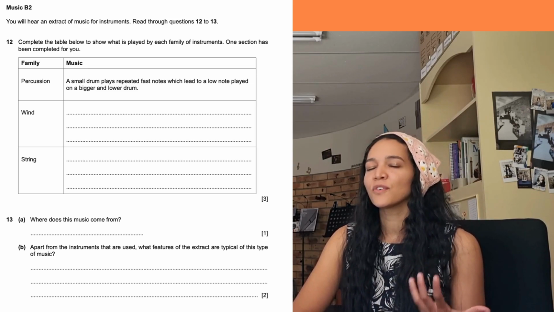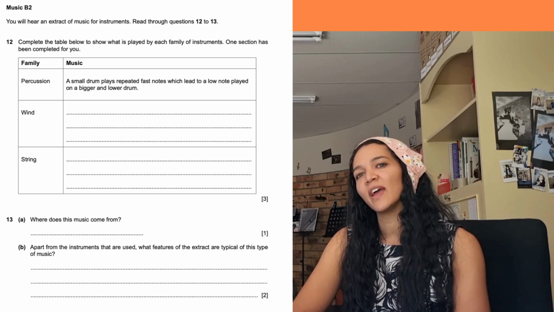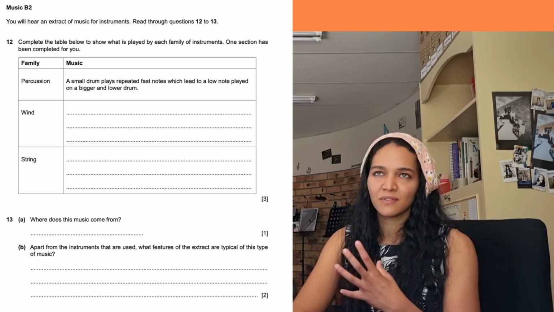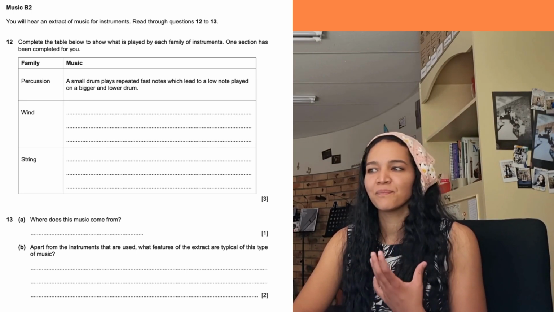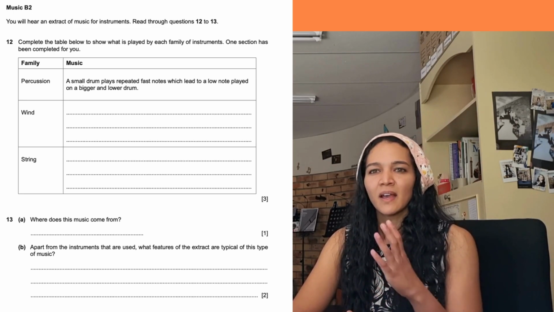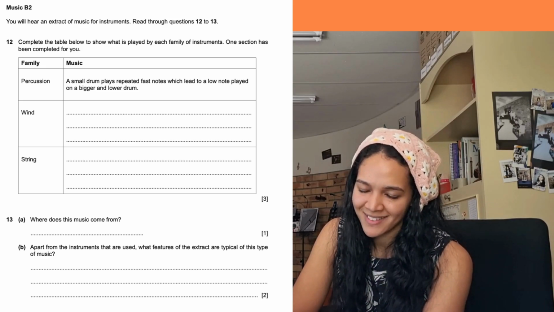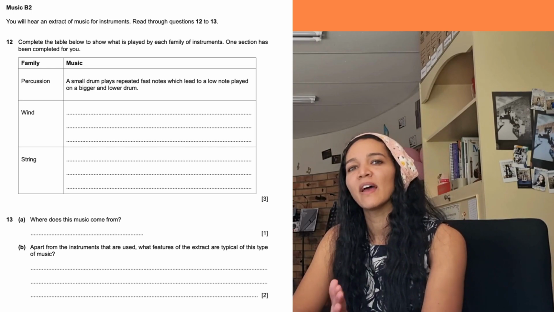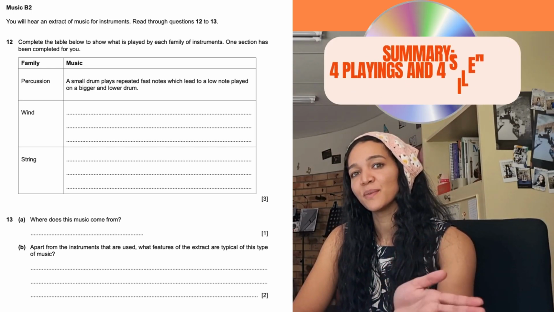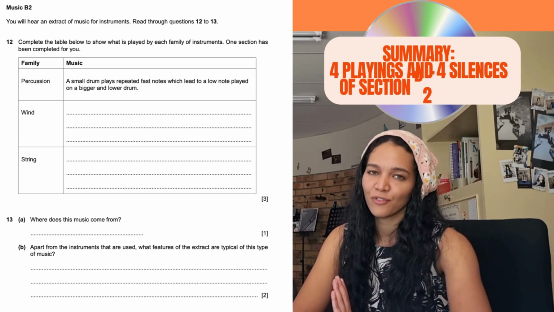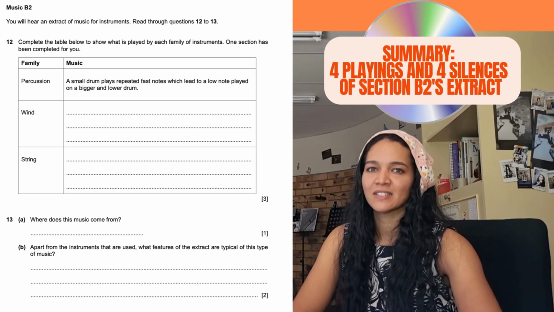So of course, when we first listen to our extract, we just have to gain a holistic view of it. Where does it come from? Is there something I can glean from it? But then after that, you will have a pause, a moment of silence on the CD, after which you'll have 3 more playings. So it's playing 1, a silence, playing 2, a silence, playing 3, a silence, and then 4th and final playing, and then a silence.